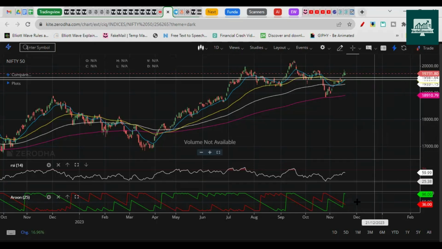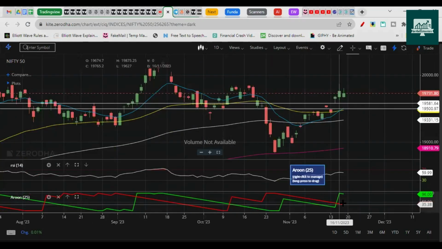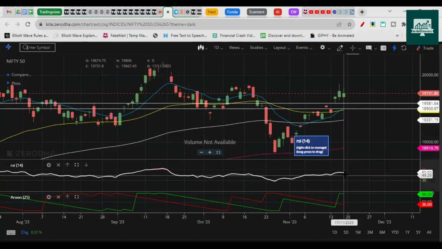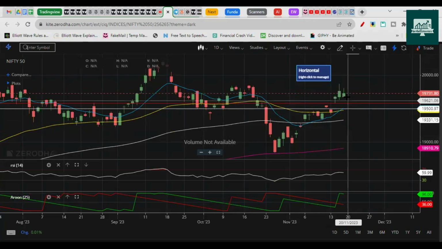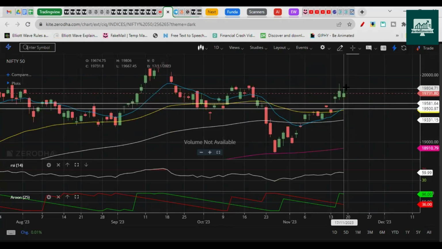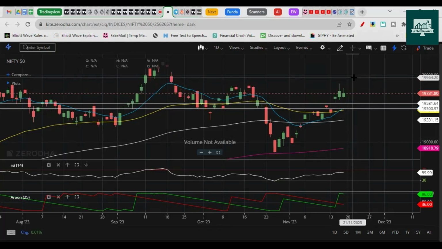So that's all on the indicators front. Hope you understand that the Aroon indicator is at least bullish to sideways. RSI is bullish to sideways. Price is trading above short-term moving averages, so that's also a bullish signal. A break of this low will take it down. A break of this high will take it up. Simple with the price action.